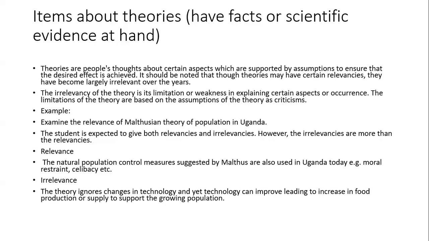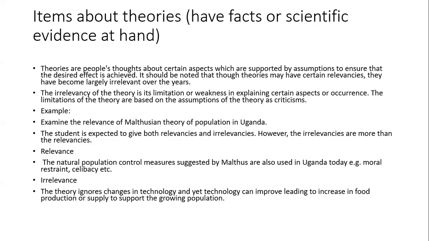For instance, when they say, to what extent is Malthusian theory of population relevant? You'll have to show the extent where it is relevant, but the other side will be irrelevant. And under irrelevant, you can straight away come and criticize and say wrongly, and then you go on. Or you can say it assumes this, yet this and this is happening. So in most cases, when you understand the theories, it becomes easier for you.